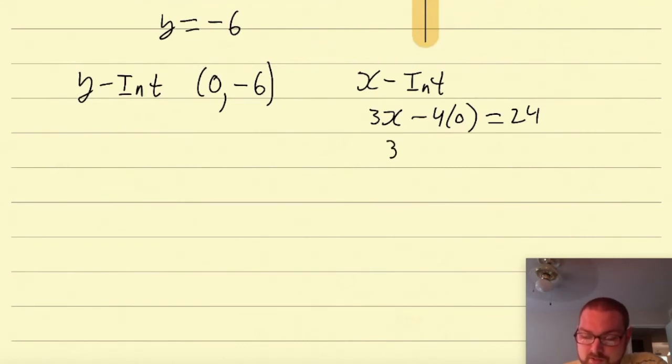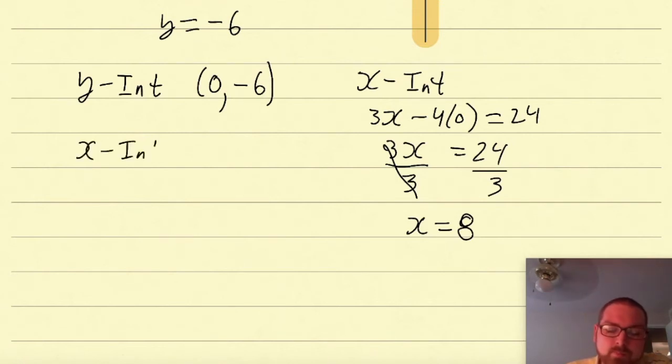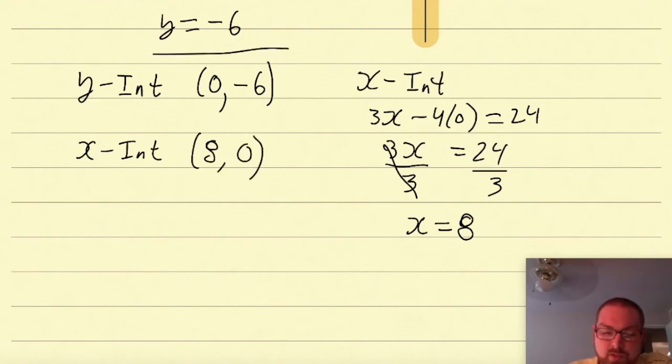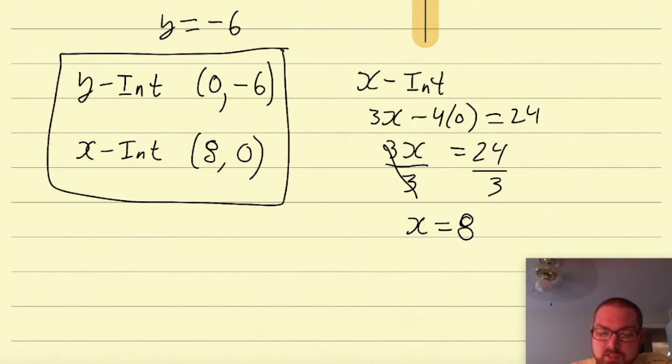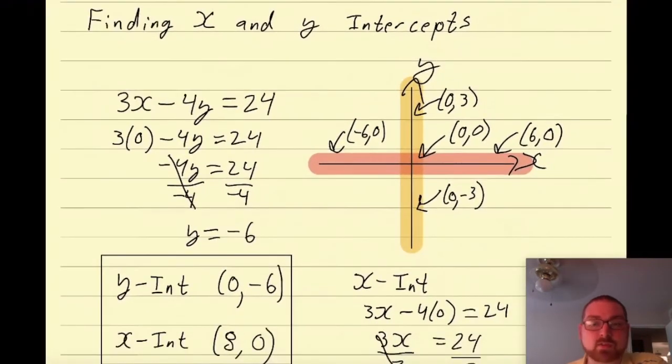So that gives us 3x is equal to 24 because 4 times 0 is 0, and 3x minus 0 remains 3x. Divide by 3. These cancel out, and we get x is equal to 8. So we get our x-intercept. The x value is 8, and the y value has to be 0. So that's how we find the intercepts using this first method when we're dealing with an equation in standard form.